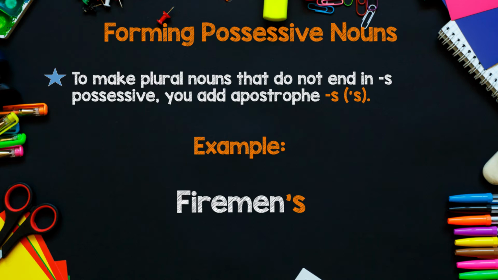Also, firemen's is spelled F-I-R-E-M-E-N apostrophe S. If we want to say the sheep's fleece, and we're referring to more than one sheep, sheep's is spelled S-H-E-E-P apostrophe S.